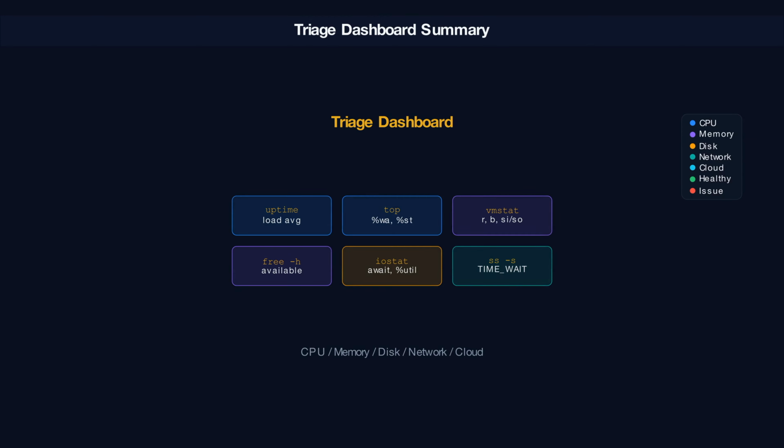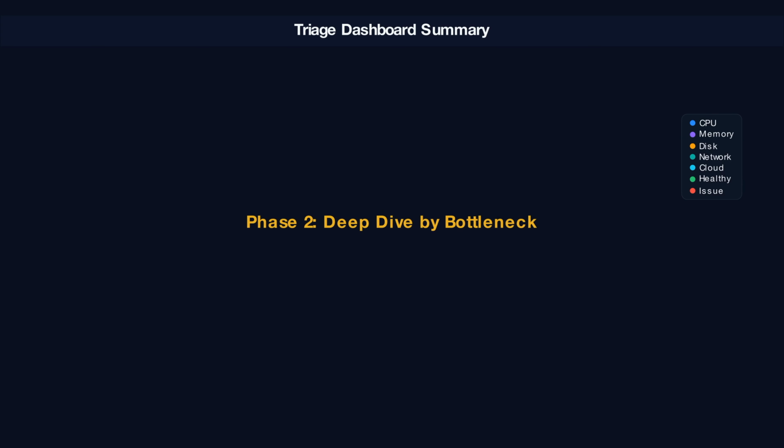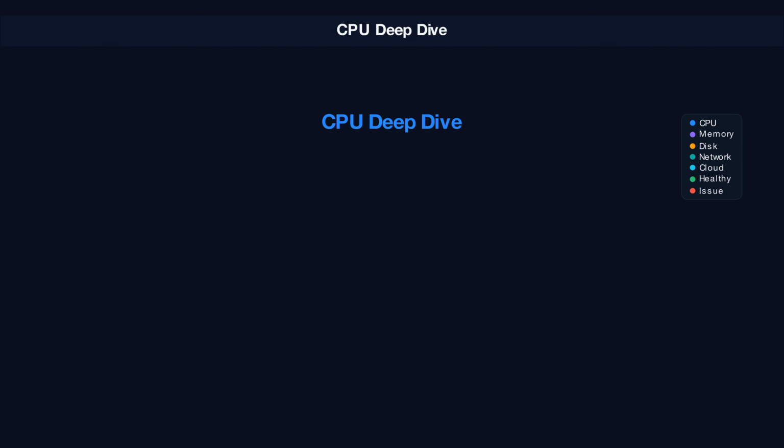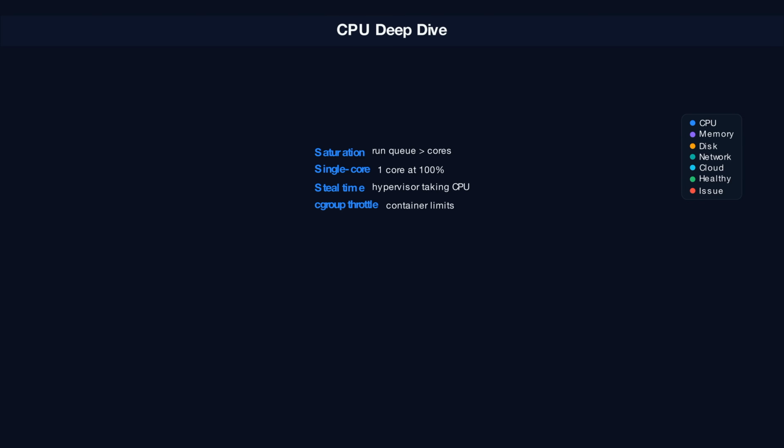CPU issues come in several flavors. Saturation means the run queue is longer than your core count. Use mpstat -P ALL 1 3 to see per core breakdown.